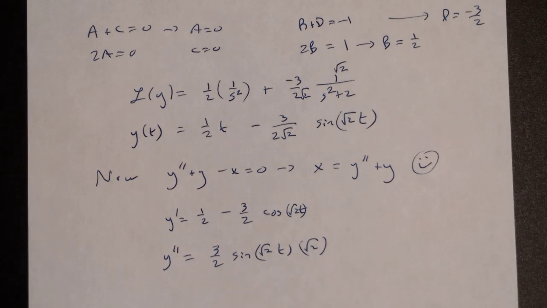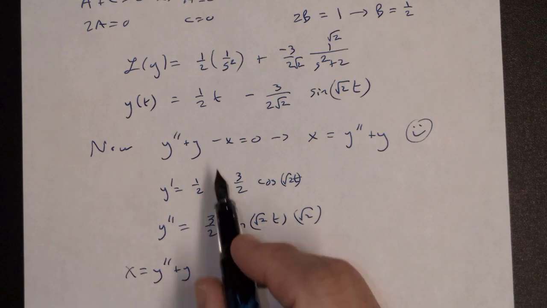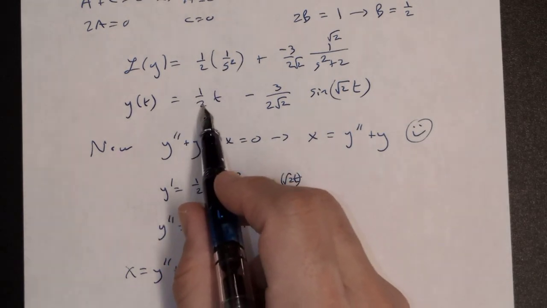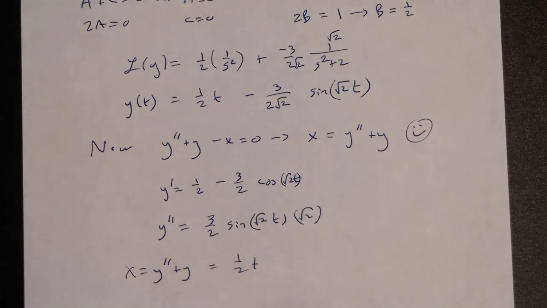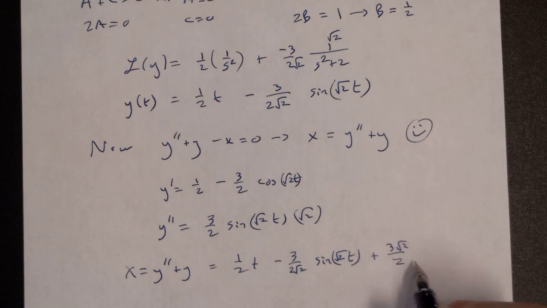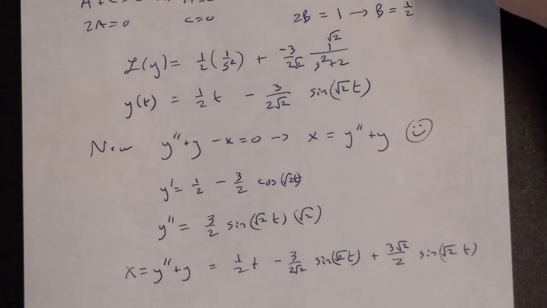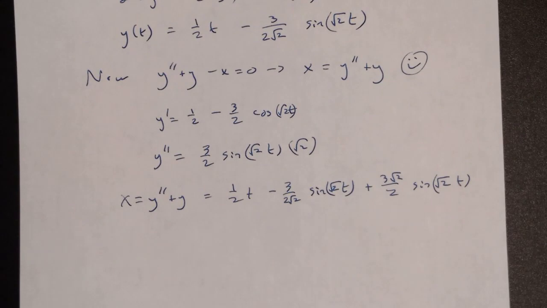All I have to do is add those together. X is y double prime plus y. Well, the only part that's going to be a t is this part. So I get a 1/2 t, and then I get minus 3 over 2 root 2 sine root 2t plus 3 root 2 over 2 sine root 2t. Well, that's gross.